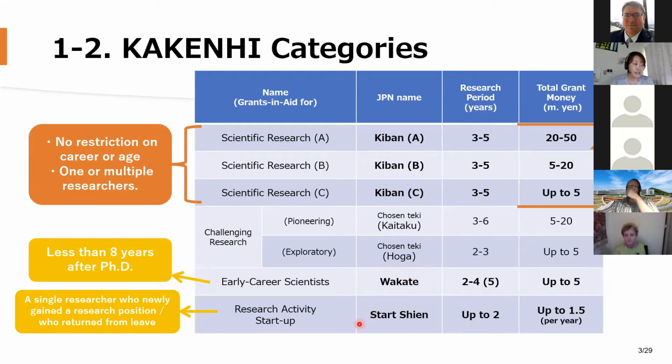The last one is called Startup, which is available for a single researcher who newly gained a research position in an institution or who just returned from some kind of leave, like maternity leave, childcare leave, or other kinds of leaves. The research period is up to 2 years, and grant money is up to 1.5 million yen per year.